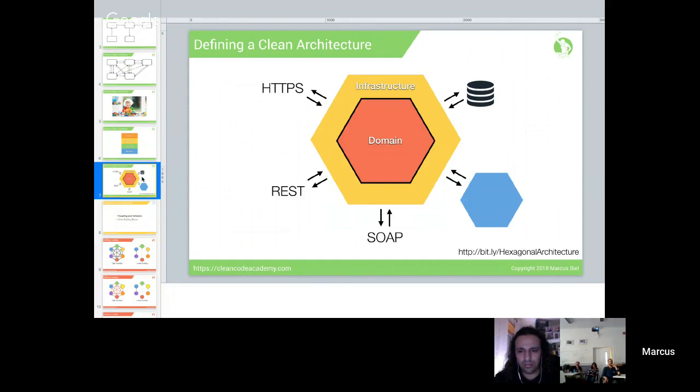And I will, within the talk, again and again, talk a bit about domain-driven design, because I think this is, again, a key of how we can achieve a clean architecture. So you don't need to be an expert in domain-driven design. What I want you to know, I'll tell you within the talk.